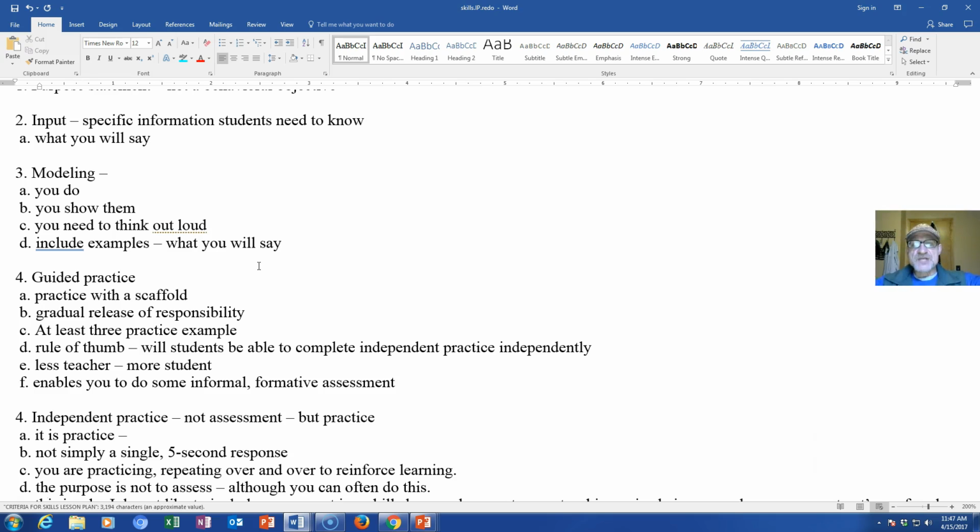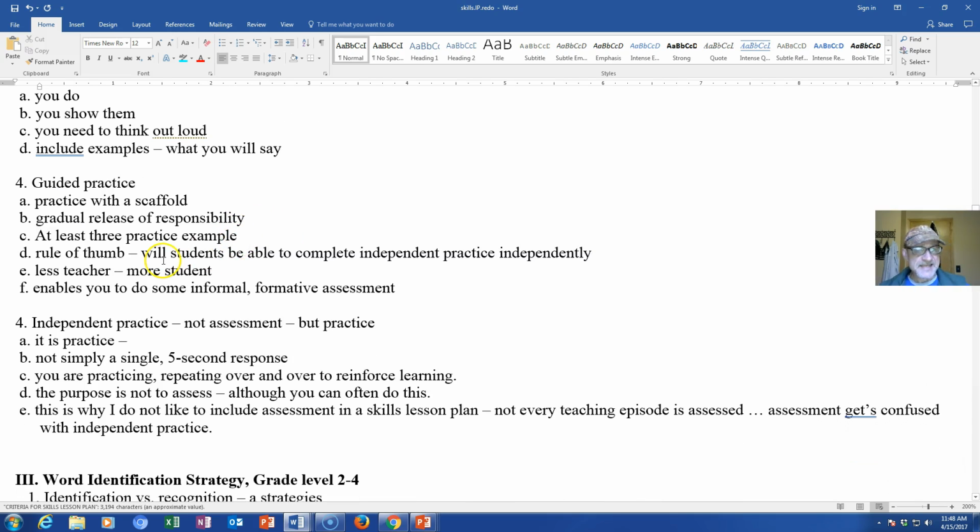At least 3 practice examples. And the rule of thumb is that students will be able to complete the independent practice independently. That is why it's called independent practice. So think of an upside down triangle. At the top, a lot of teacher. At the bottom, less teacher, so that they can do that independent practice independently.